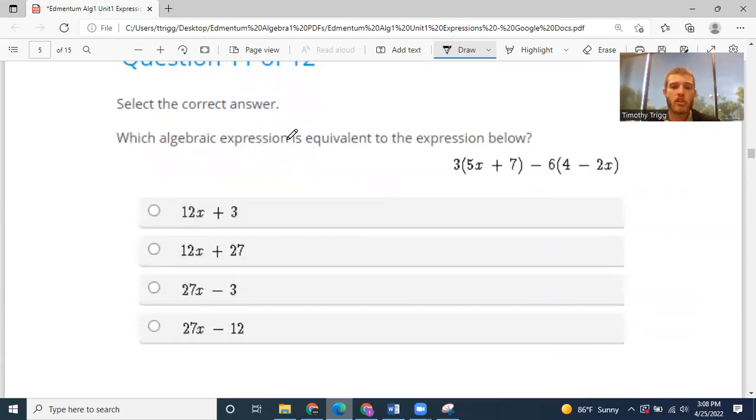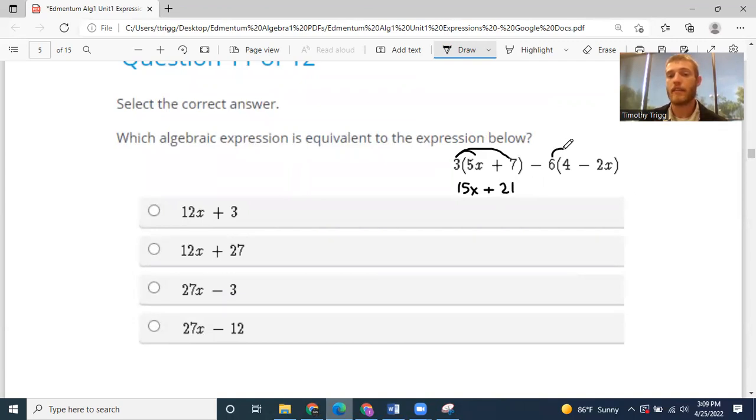Which algebraic expression is equivalent to this? So here we have this 3 right up against this parentheses. What that means is the 3 is multiplied by this parentheses. So we're going to distribute this 3. The 3 multiplies with both of these terms. So that's going to be 15x. Again, you just multiply it times the coefficient. Plus 3 times 7 is 21.